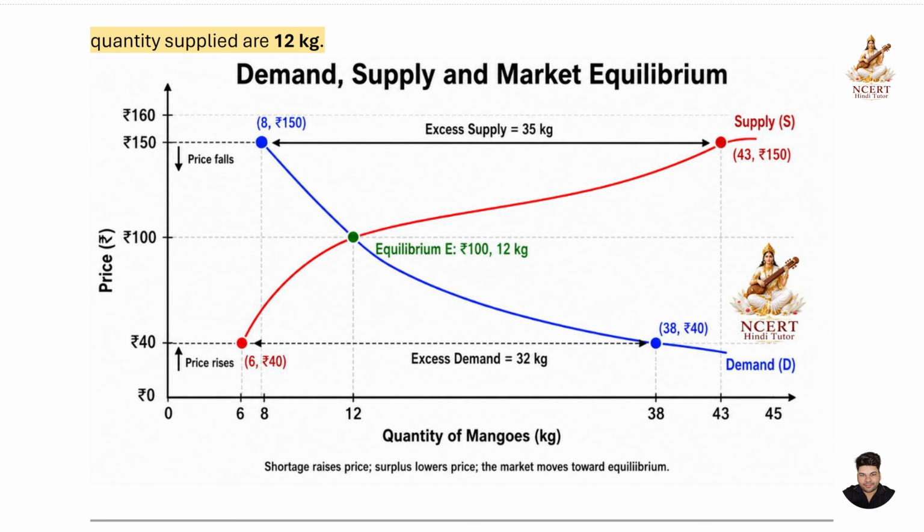So friends, this is the graph: demand, supply and market equilibrium. On the x-axis, quantity of mangoes; on the y-axis, price. In red, this is the supply. In blue, this is the demand. And these are the points you have to mark on the graph. And this point is equilibrium E, rupees 100 at 12 kg.